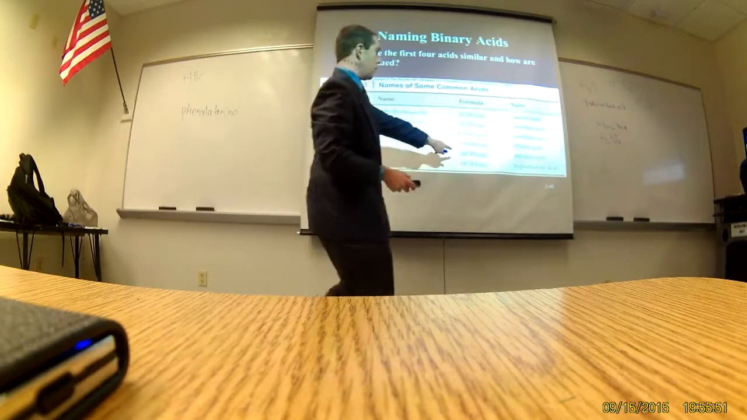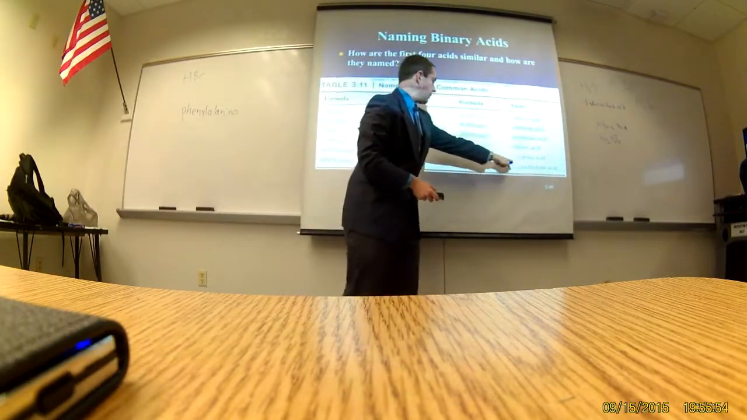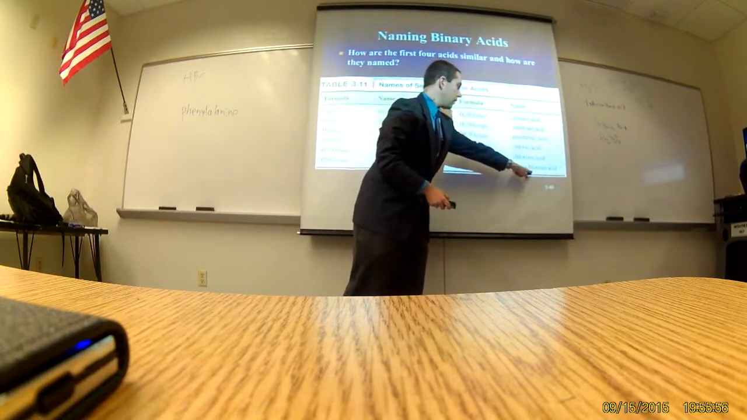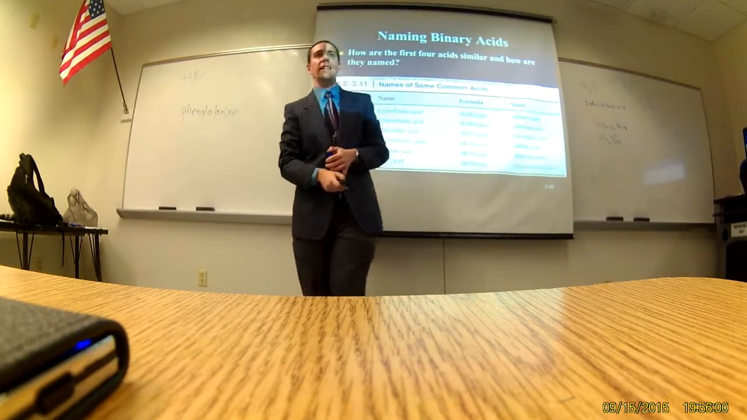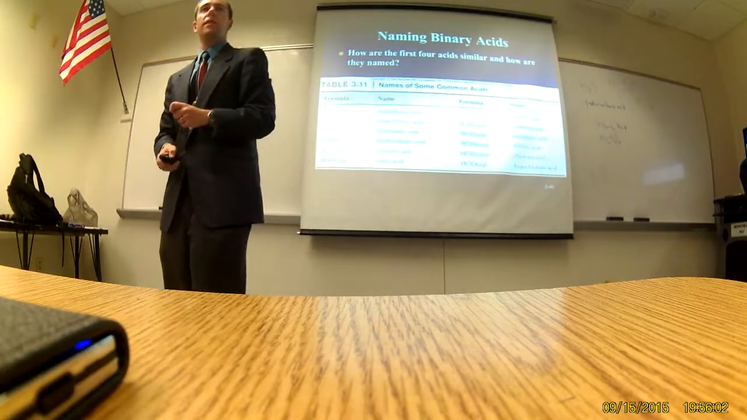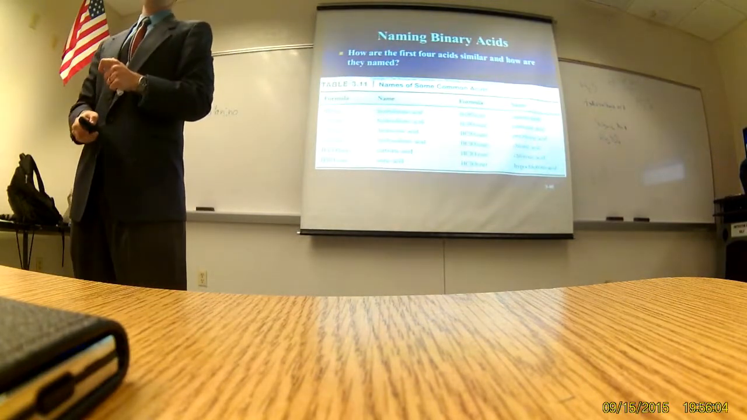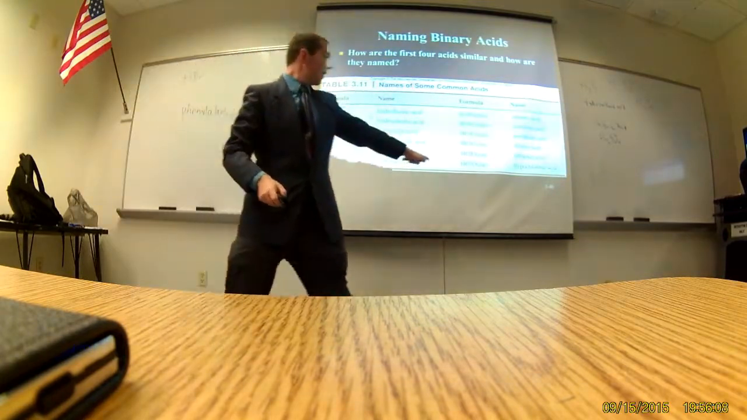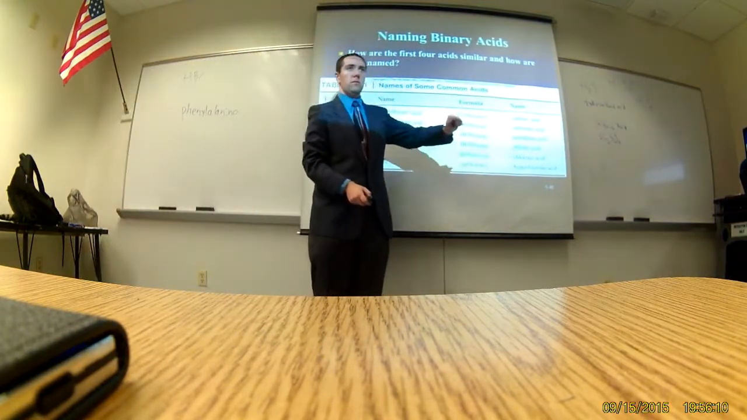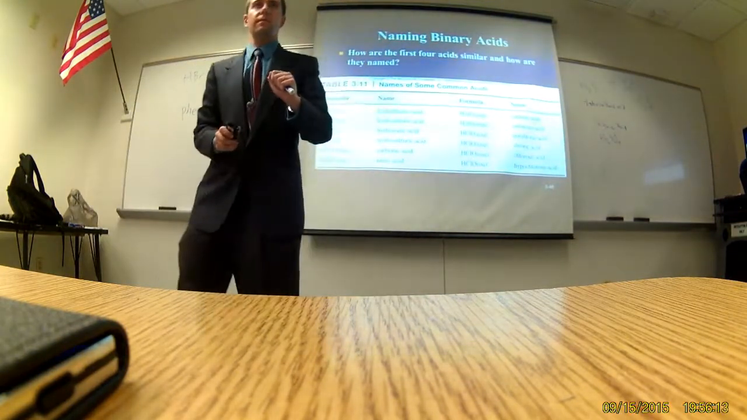Chloric would be chlorate, chlorous would be chlorite, hypochlorous would be hypochlorite. What is the chemical name for bleach? No, I don't. Sodium hypochlorite. So it'd be NaClO, sodium hypochlorite.